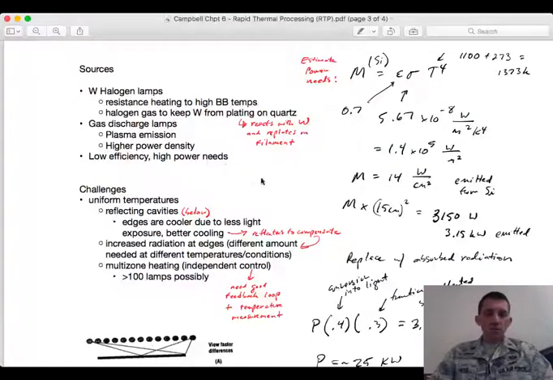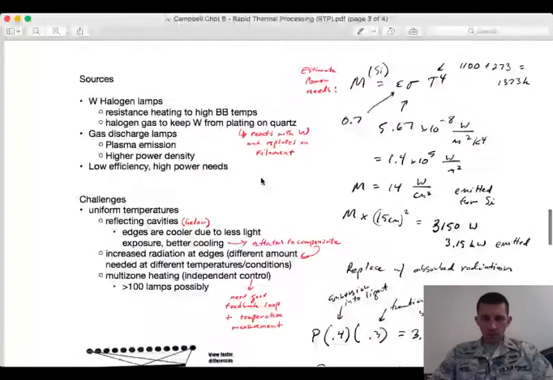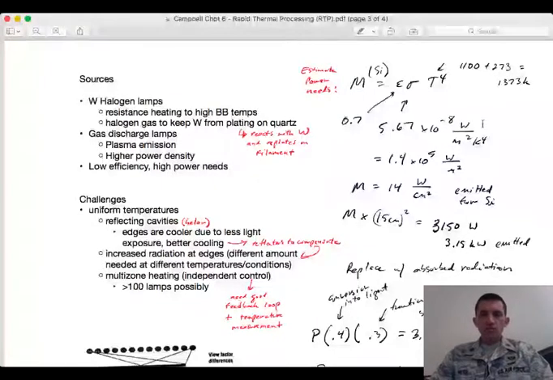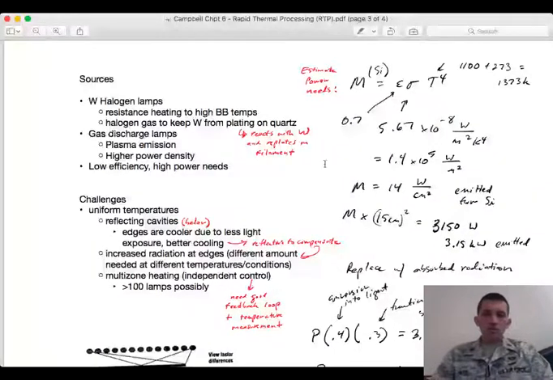Before we move on from this, I did a back-of-the-envelope calculation to estimate the order of magnitude of power you would need to heat a wafer up to the kinds of temperatures required for rapid thermal processing. The first thing you need to do is estimate how much power you need to heat up a silicon wafer to a certain temperature.